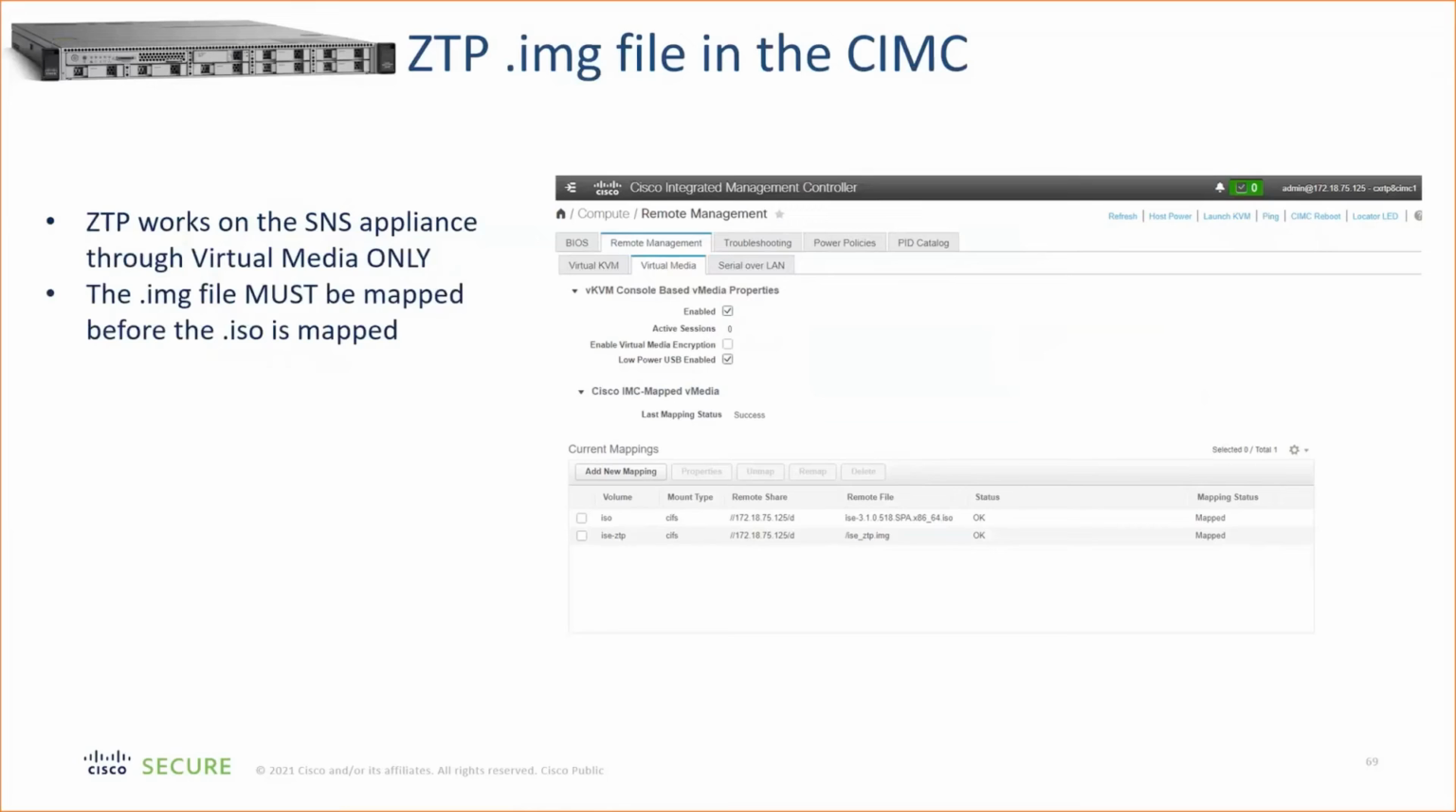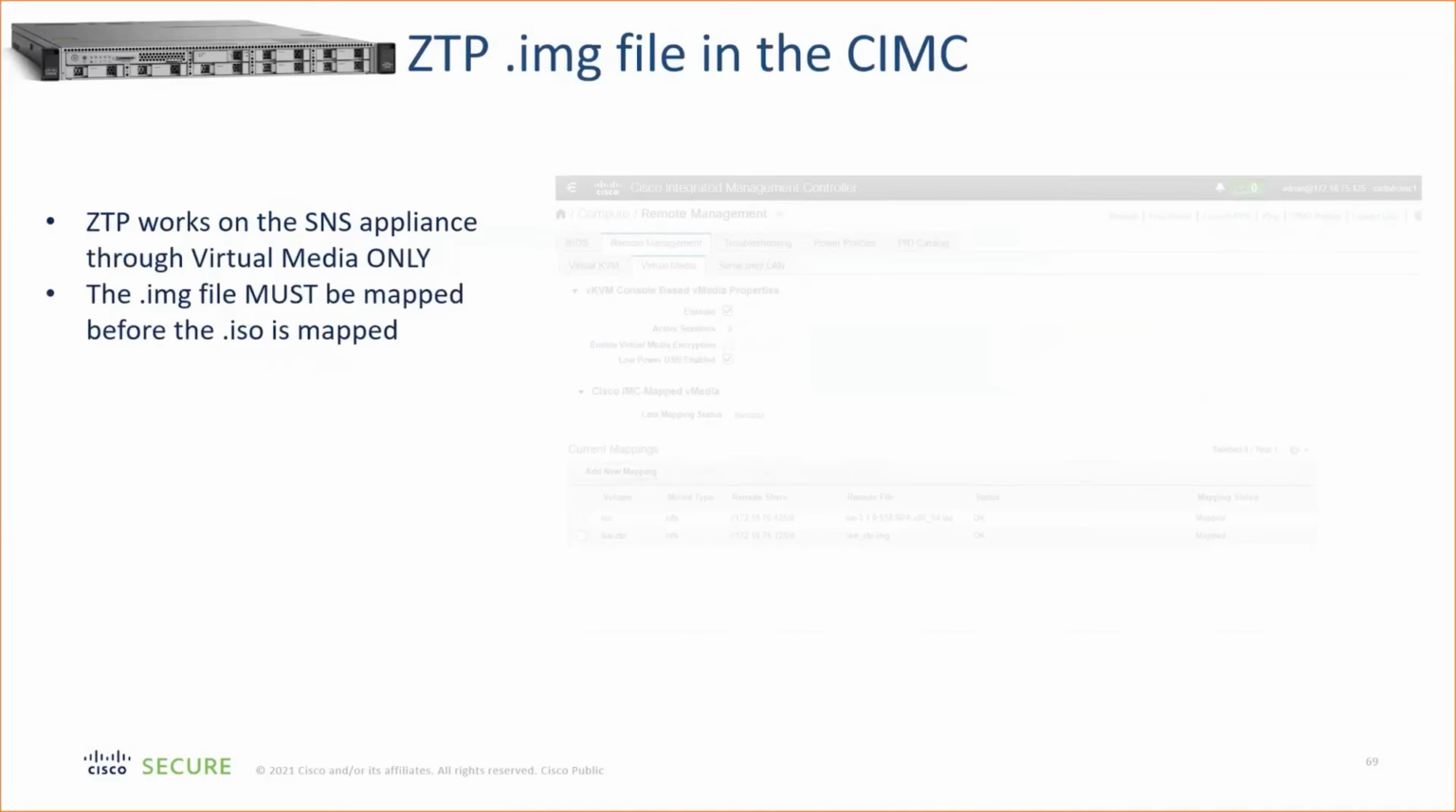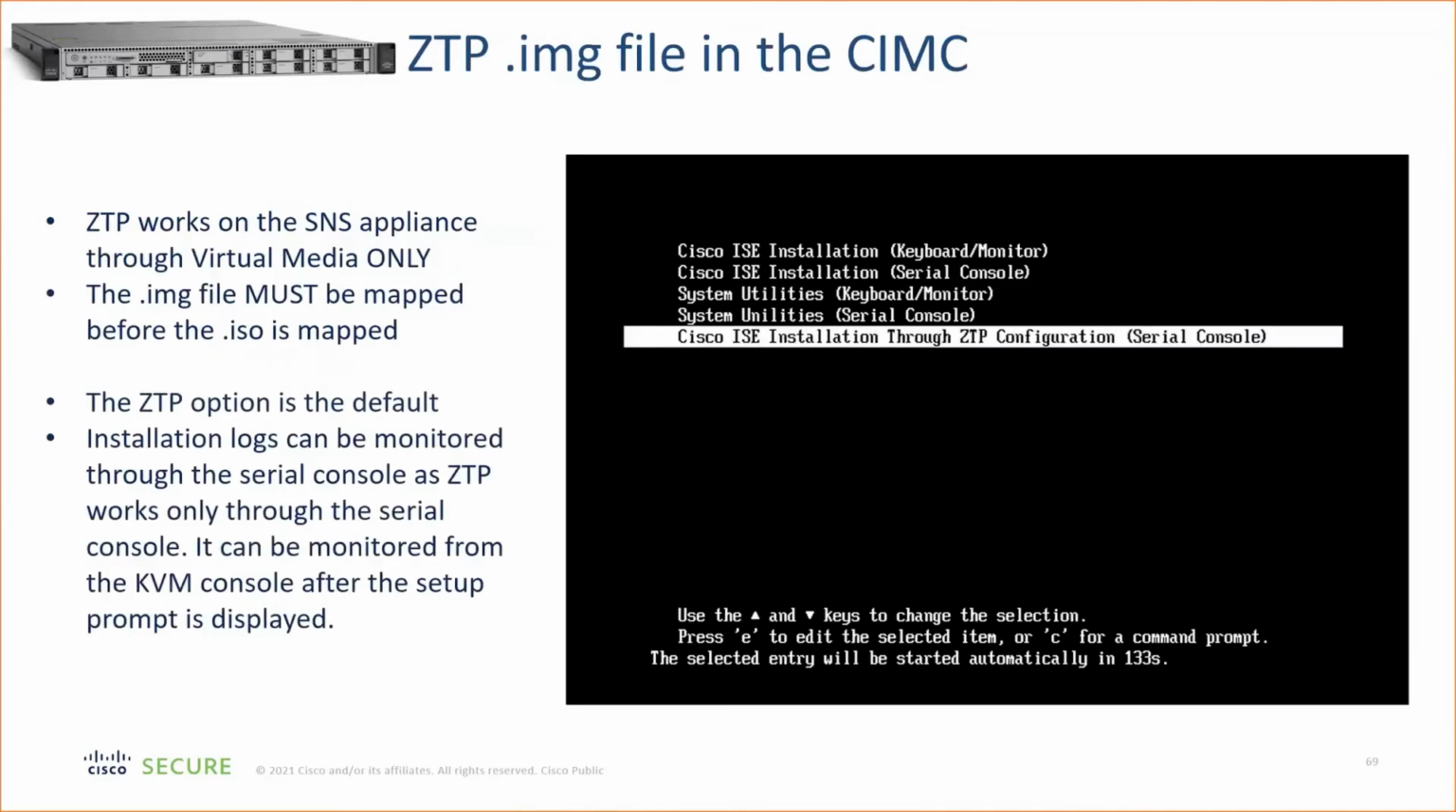Power on and restart the server and open a VM console. And you'll see that the default option is the last option, which is the Cisco ISE installation through ZTP configuration. Once you boot, you could just leave it here, or you can press enter. It'll automatically be selected to boot through ZTP after 150 seconds.